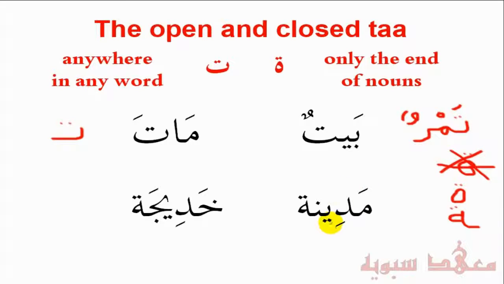Here the word is Medina and Khadija. Notice one thing, I didn't mention the ta. I actually pronounced the ta marbota as a ha. Medina, Khadija. Now if I stop on the ta marbota, it's actually pronounced as a ha in both cases. So here Medina means a city, and Khadija is a name of a female.